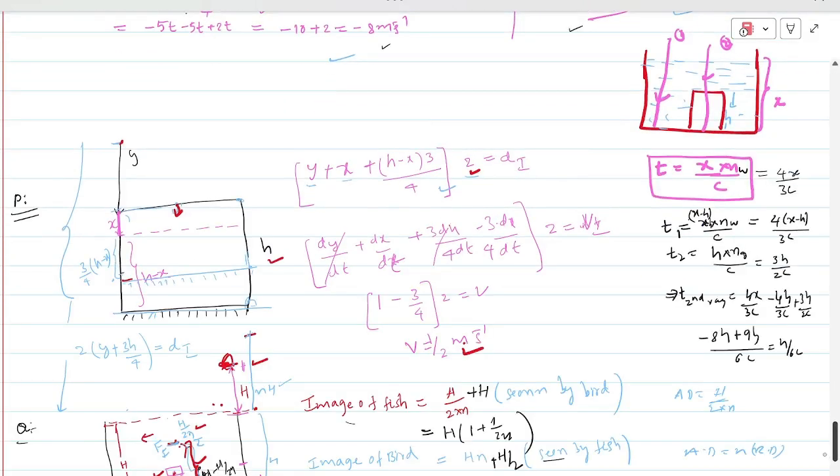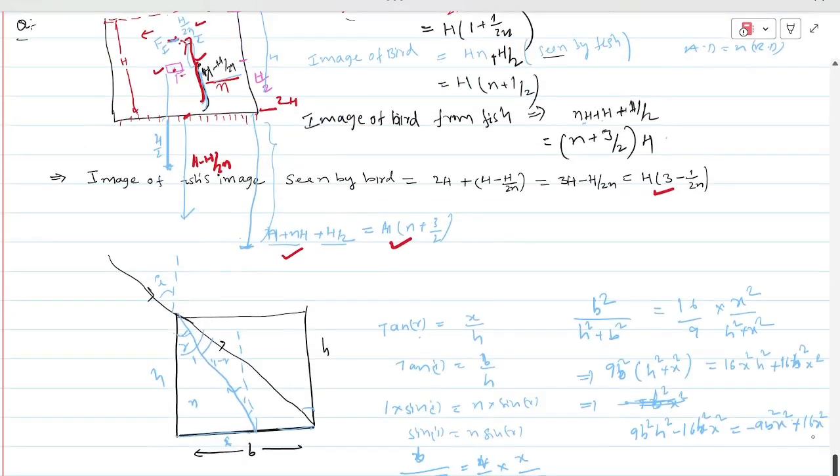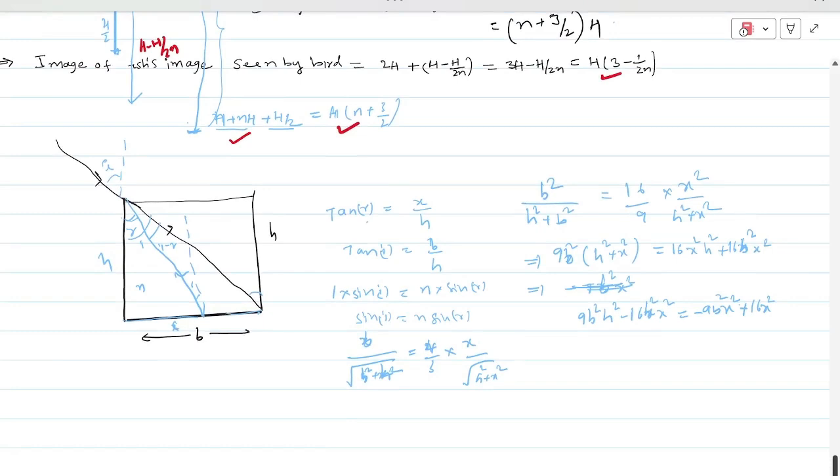Now if the b and h values are given, we can find the x value. If you know b, you can substitute the refractive index, sin I, sin r and tan I. With the h and b values, the tan I value can be substituted and found out. So this is the final answer.